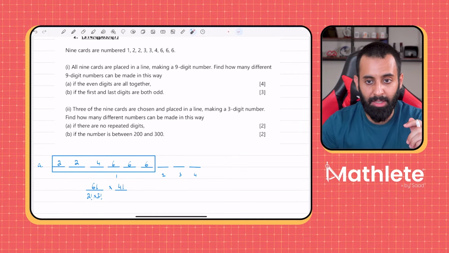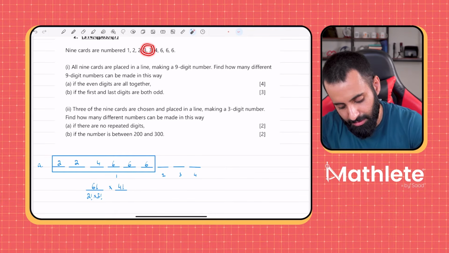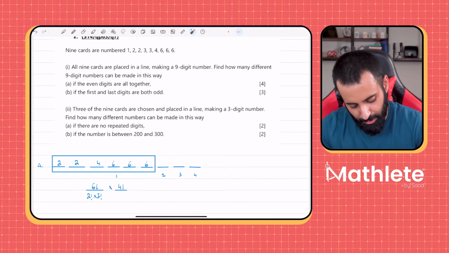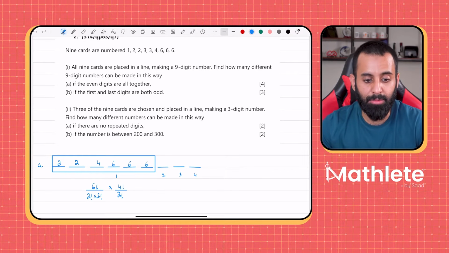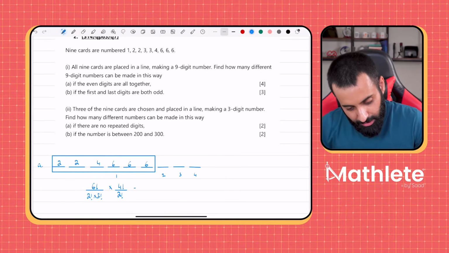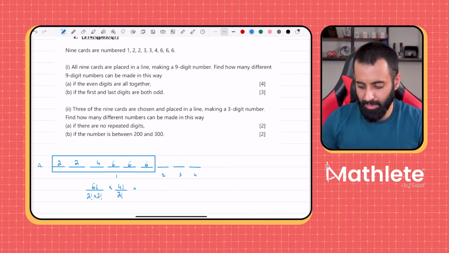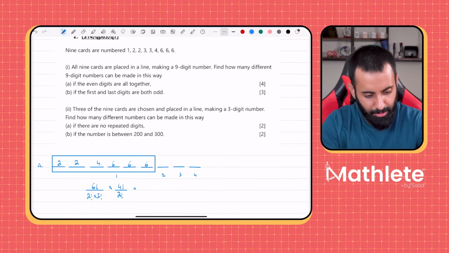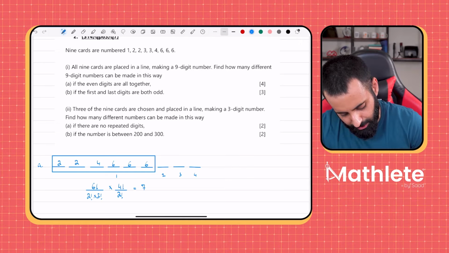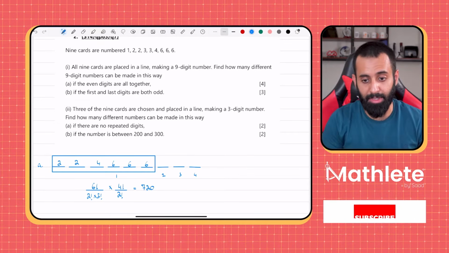What does that mean? That means from the remaining numbers, we have 2 3s. So when I'm doing 4 factorial, I will also divide it by 2 factorial to account for repetition. Okay, so if you work this out correctly, actually let's do it right now. So 6 factorial divided by 2 factorial, into 3 factorial, into 4 factorial divided by 2 factorial, or simply 2, because that's what 2 factorial is. So that's equal to 720.